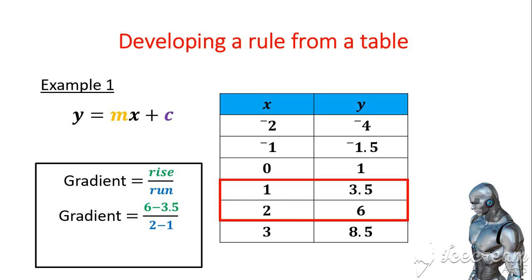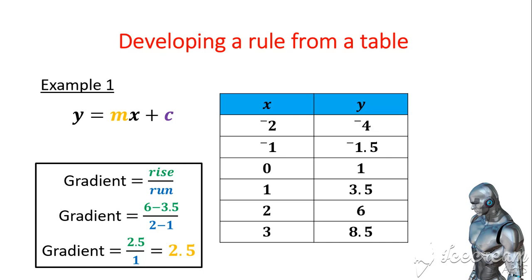So to work out the rise, we go 6 minus 3.5. That leaves us with 2.5. And to work out the run, we go 2 minus 1, which is 1. So our gradient is 2.5 over 1. Now, any number divided by 1 is just itself. So 2.5 over 1 is just 2.5. So we know the gradient m is 2.5.